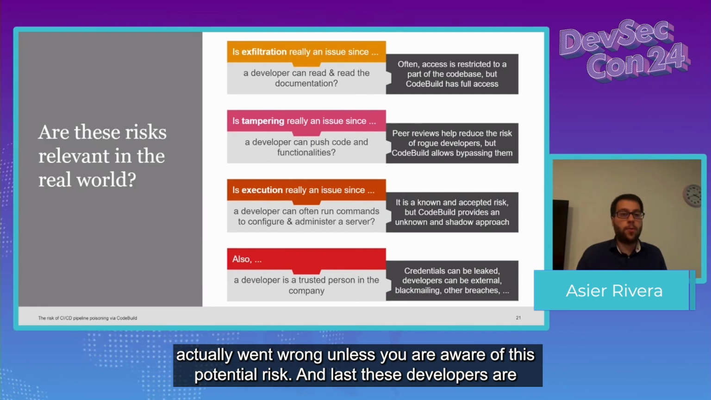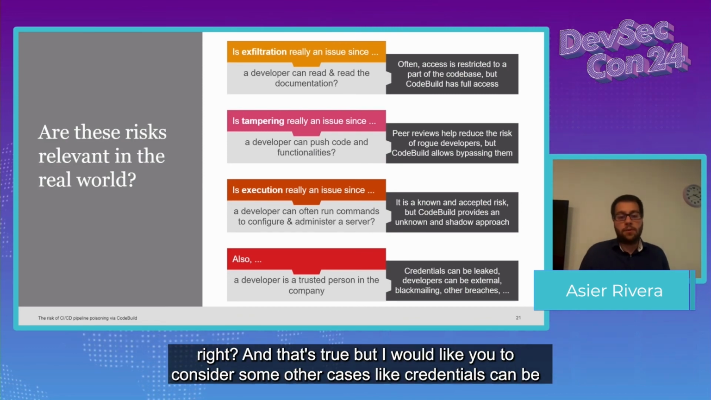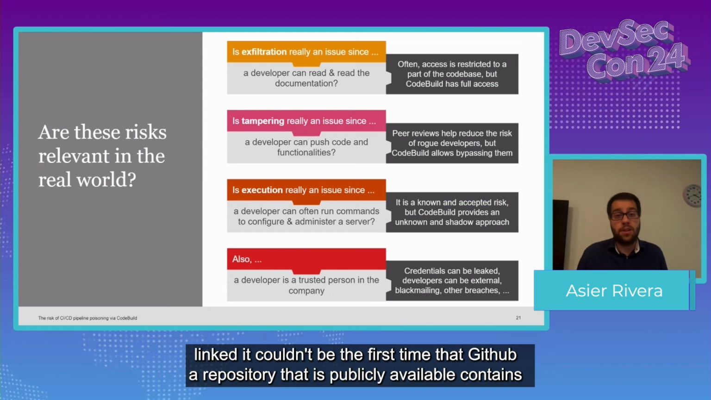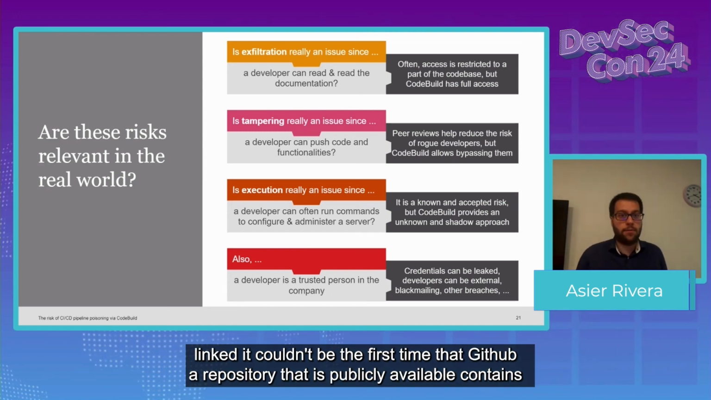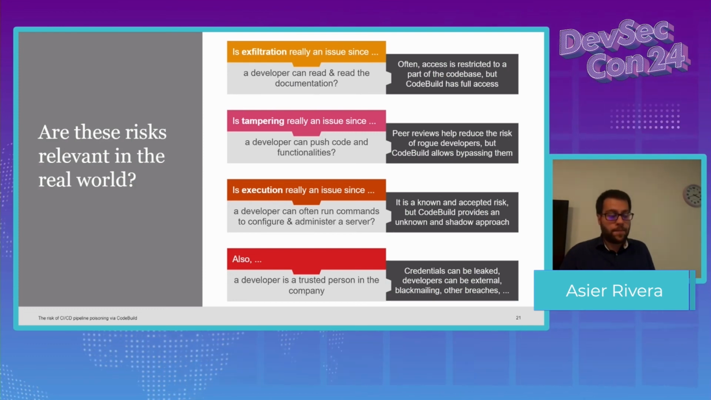And last, these developers are actually our colleagues. We have coffee with them, we have lunch with them, so we should trust them, right? And that's true, but I would like you to consider some other cases, like credentials can be leaked. It wouldn't be the first time that GitHub, a repository that is publicly available, contains developer credentials, and there are others like blackmailing or other types of breaches, right?